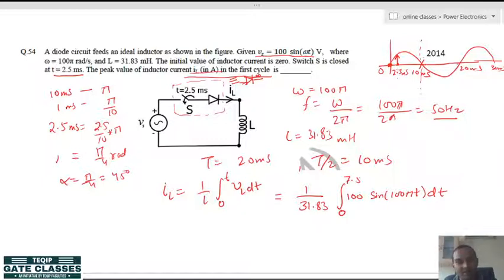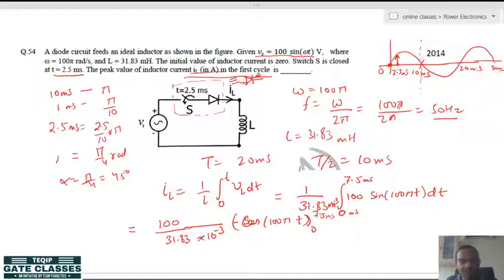So, you can write these limits also, both are same. Here just solve it, what you will get is 100 upon 31.83, these are limits in milliseconds. Is it in Henry? Yeah, it is also in millihenries. So, it is 10 to the power minus 3 divided by 10 to the power minus 3, sine 100 pi t means sine, or integration will be cos 100 pi t from 0 to 7.5 millisecond.